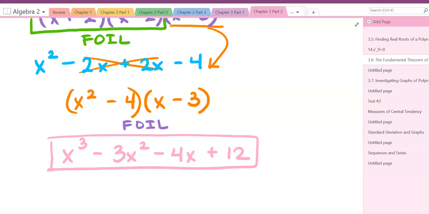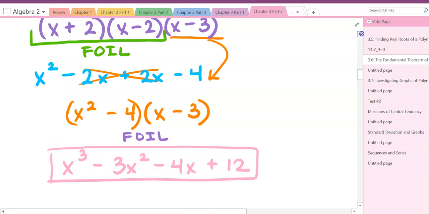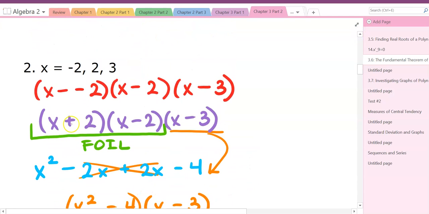Now, before we go on to this next one, remember how up here when we had x plus 2, x minus 2, I said that they had opposite signs, so those middle terms were always going to cancel. This kind of leads us into the next thing that we're going to talk about, which is that word conjugates.